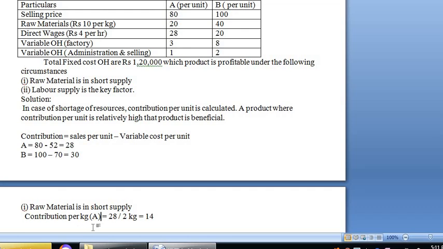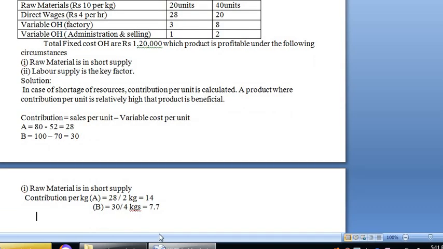Okay, same thing we are going to calculate for B as well. So B is equal to 30 divided by, now just check here, it is 40. Now 40 divided by rupees 10 per kg. So these are nothing but units. So 40 divided by 10, that will be 4 kgs. So that will be equal to 7.5.